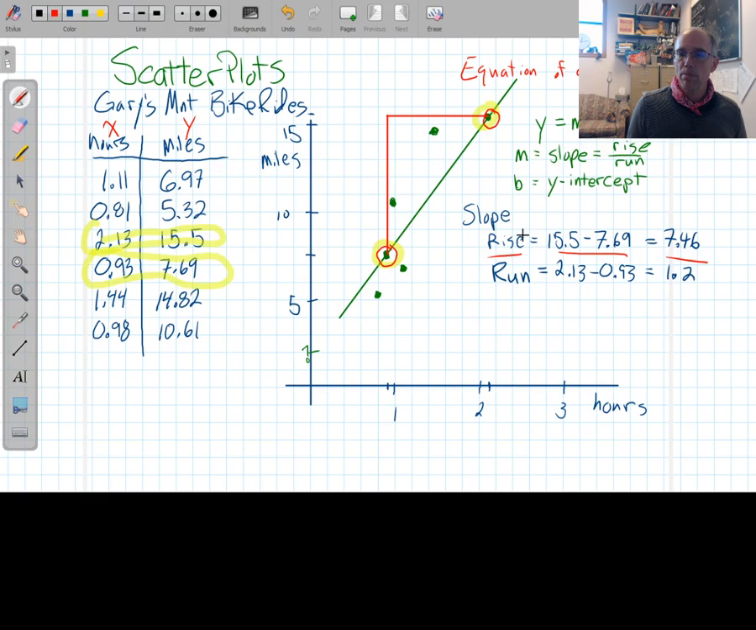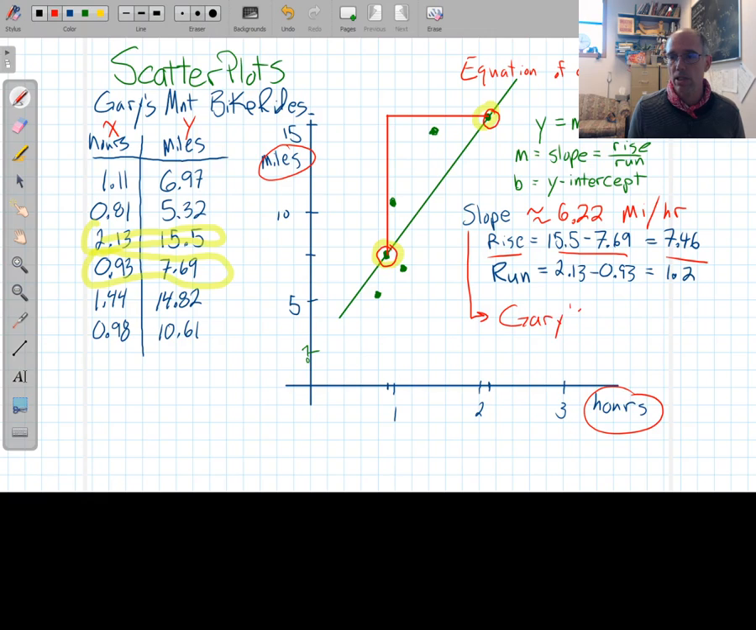Slope is about 6.22. Now, slope, what does it mean? Again, it's rise, so that's miles divided by run, which is hours. So this would be miles per hour. So that's kind of an average speed in this case. So we could say that is Gary's average speed.